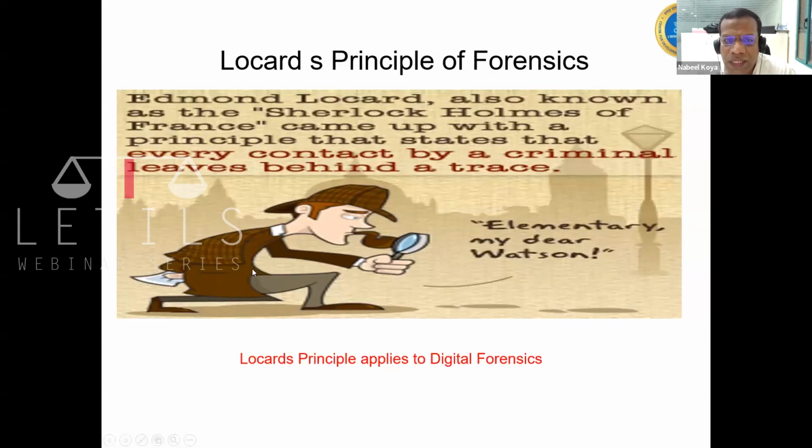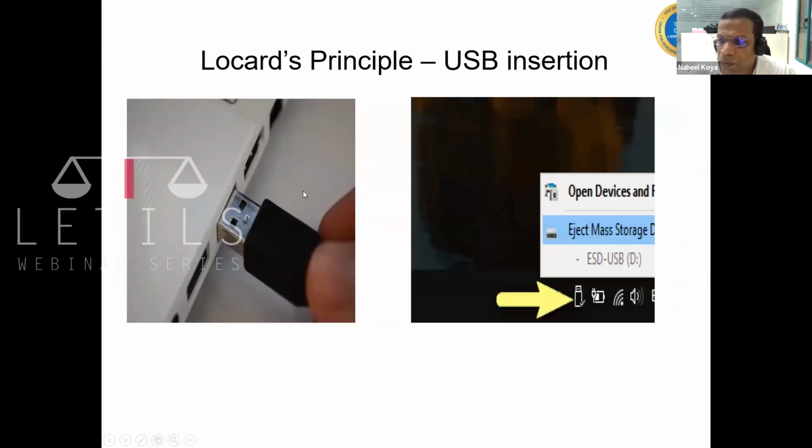This is the base root of any forensics principle, Locard's principle. Edmund Locard, a French scientist, stated that every contact by a criminal leaves behind a trace. The same principle applies to digital forensics also. I'll show you an example. Most of us put a pen drive into the computer. Have you ever noticed that whenever you introduce a pen drive, you see something like a mass storage device has been connected?